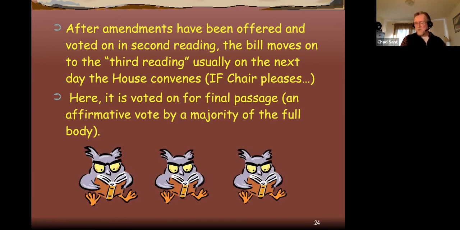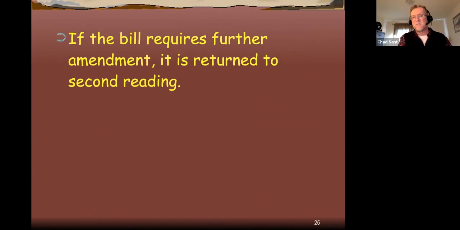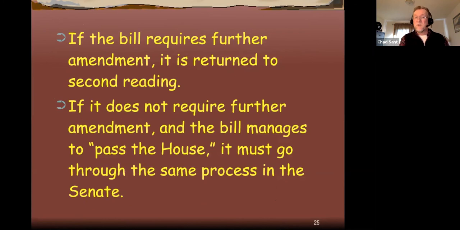Sometimes some bills will require a 2/3 majority in order to pass, but again, those are things that can be investigated, and rules that can be found on those specific bills. If it requires further amendment, it is returned, as we said. If it does not require further amendment and the bill manages to pass the House or pass the Senate, if we're considering the Senate, then it must go through the same process in the other House. We consider both of them houses, but we call one Senate, we call one House of Representatives.